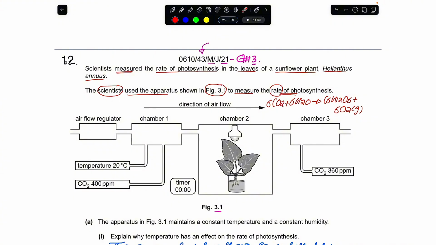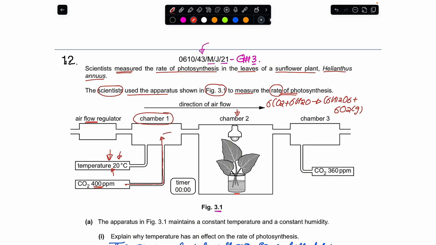Now, if you look clearly here, the examiner has placed the plant in chamber 2, and we also have chamber 1. Chamber 1 is attached to an airflow regulator, and they have also attached a temperature probe so that they can keep an eye on whether the temperature is being kept constant or not. The carbon dioxide gas at a concentration of 400 parts per million is going into chamber 1, where the temperature kept was 20 degrees centigrade.